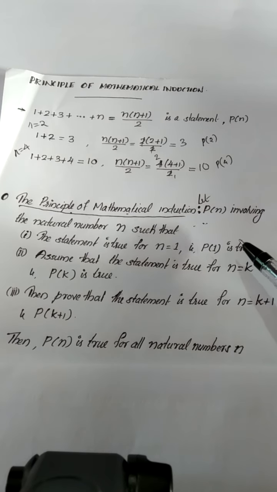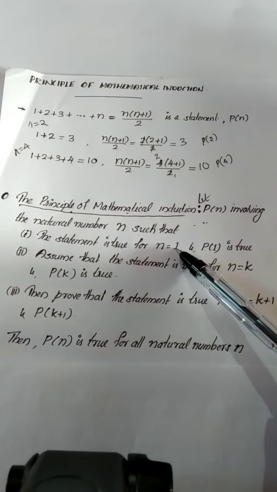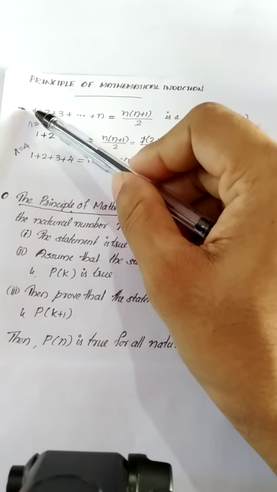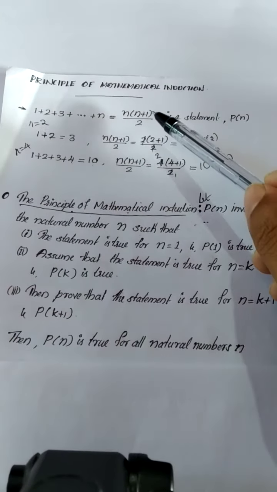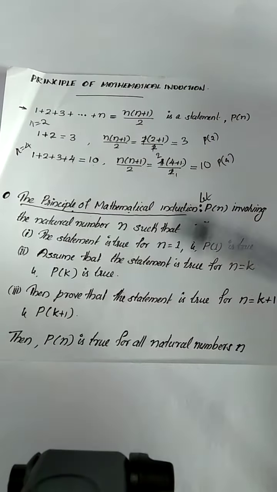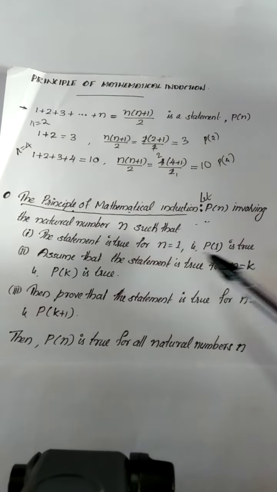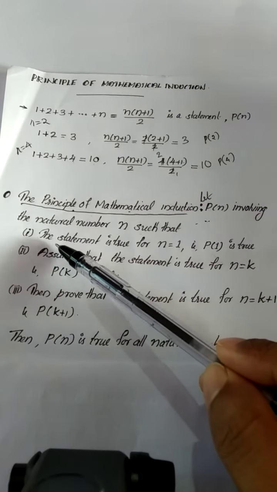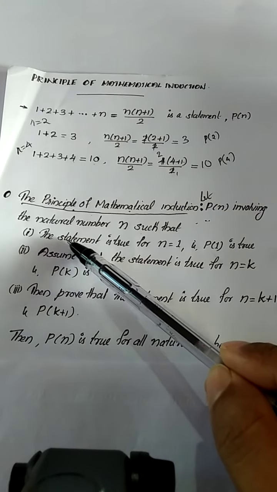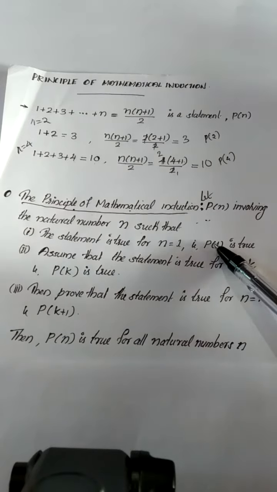So first of all, we want to find P of 1. That means let n is equal to 1. In this case, take the left side and the right side with n is equal to 1. So the statement is true for n is equal to 1. That's P of 1 is true. First of all, we want to check this one. The statement is true for n is equal to 1. If it is true, then go into the second step.